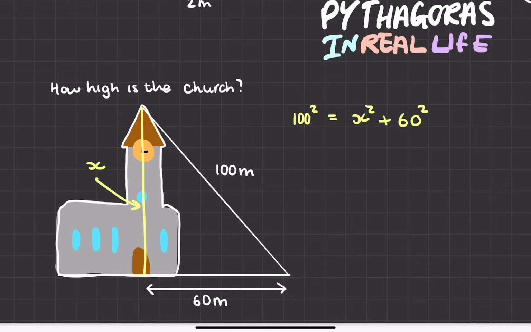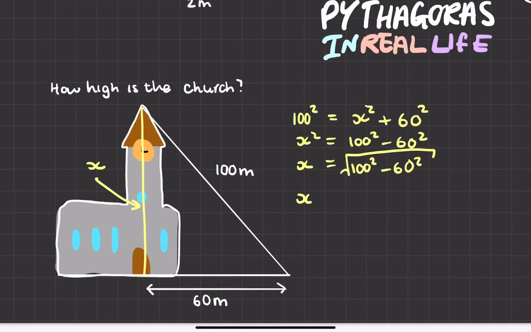Okay, so you think about your fact families. X squared must be 100 squared take away 60 squared. And we're going to square root all of that. So 100 squared take away 60 squared. And that gives me an answer of 80 meters.